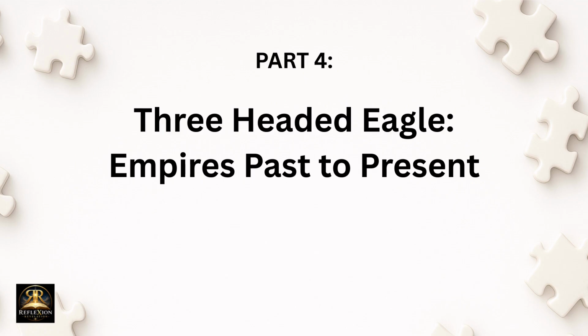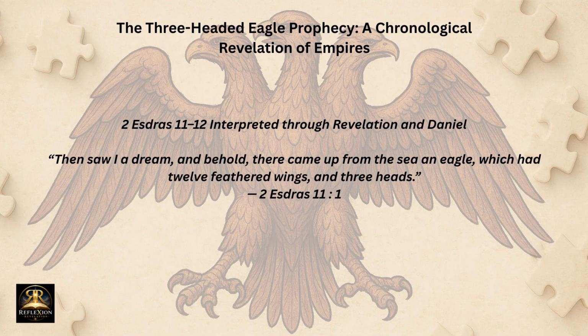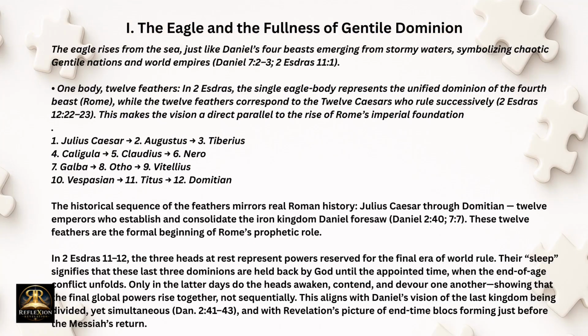So, three-headed eagle. This is a prophecy, and it's a chronological revelation of these empires that we're going to look at. Second Esdras, interpreted through Revelation and Daniel. "Then I saw a dream, and behold, there came up from the sea an eagle which had 12 wing feathers and 3 heads." So, a lot of text there, but we're going to paraphrase certain parts.